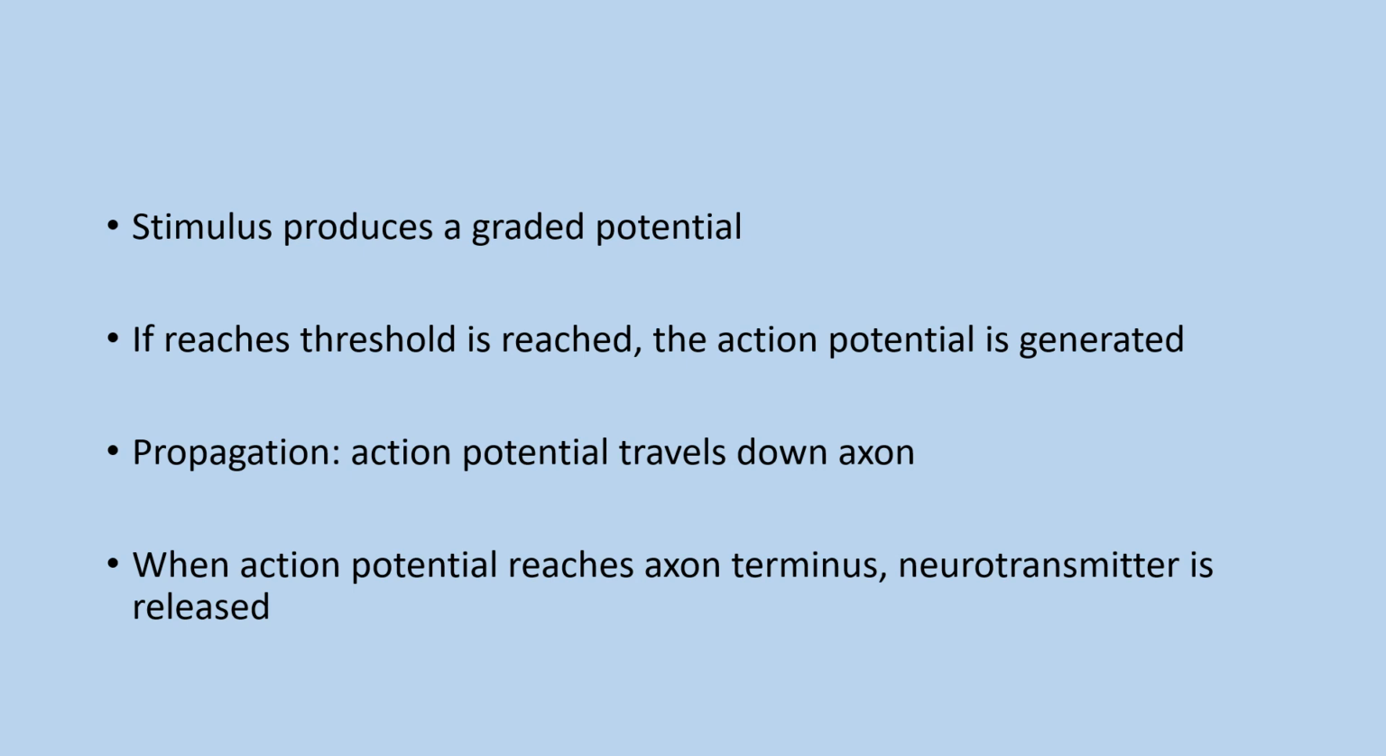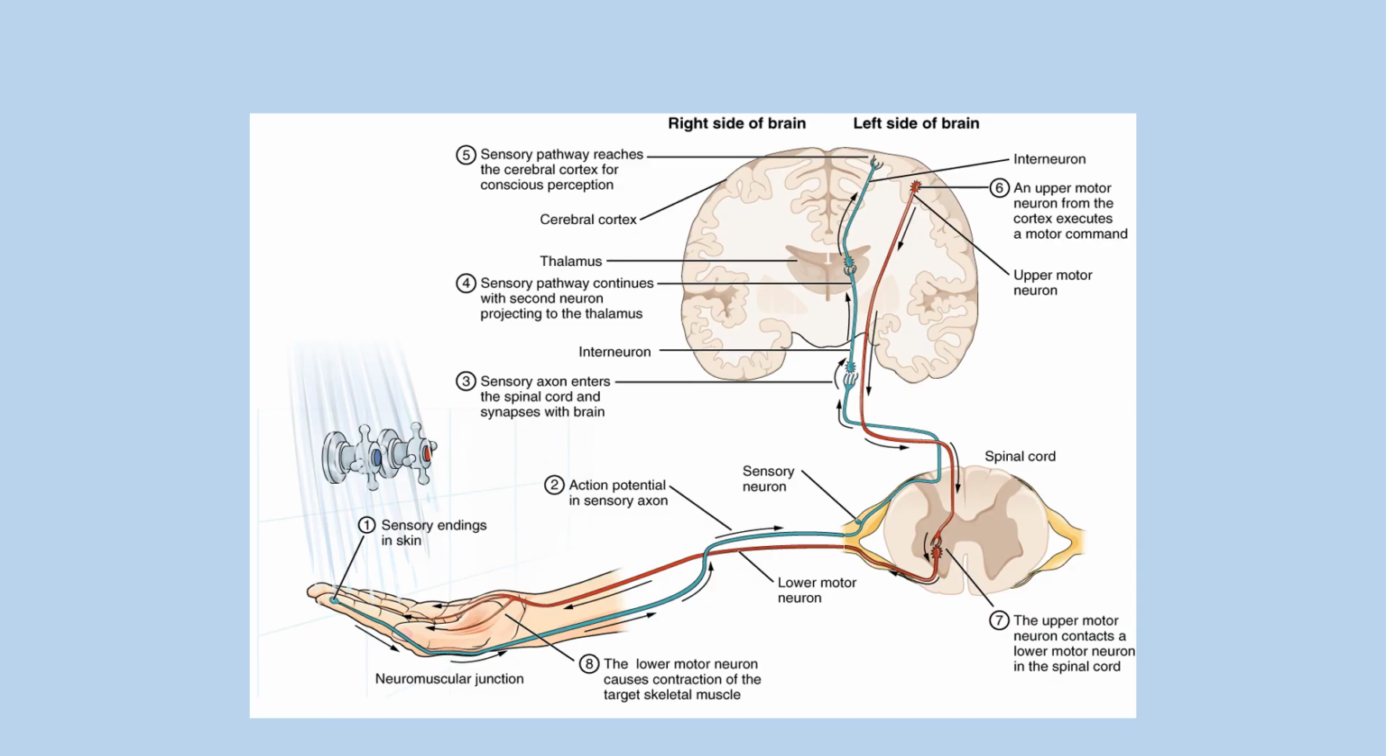Propagation is a term that we use to describe the action potential that's traveling down the axon. When the action potential reaches the axon terminus, the very end of the axon, a neurotransmitter is going to be released. We're going to go through all this.